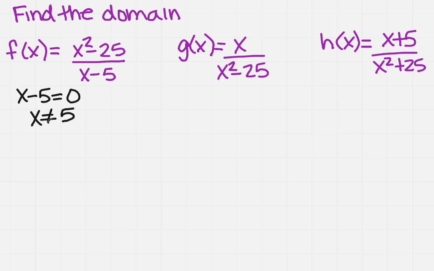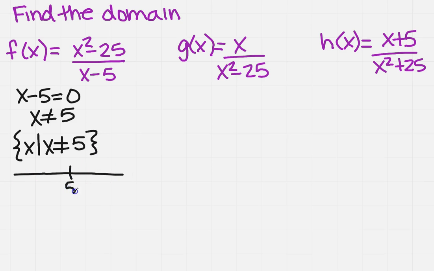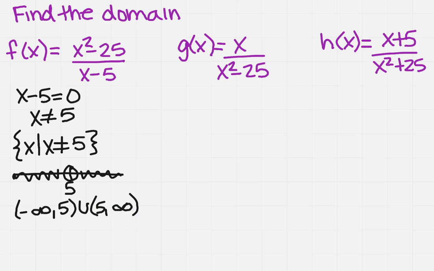So there's two ways to write it. Remember, we need to do the set builder, which is x such that x does not equal 5. And then there's also interval notation. So remember, you might need to draw a number line first. We said it can't be this, but it can be anything else. So that means it would go from negative infinity to 5, not including, and it would go from 5 to positive infinity.